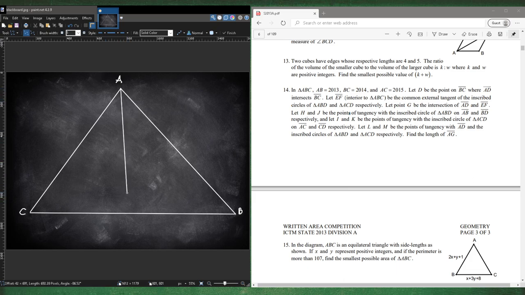And then they say that we have a line, basically, in the sentence. D lies on BC, where AD intersects BC. So we have a D here. So AD intersects BC, and D lies on here. So I'll put some points here so then we can actually start working on stuff later on. Okay, EF is a common external tangent of inscribed circles of these two triangles. So it's two of the smaller triangles and there's a common external tangent. So for common external tangents, you have to draw circles.